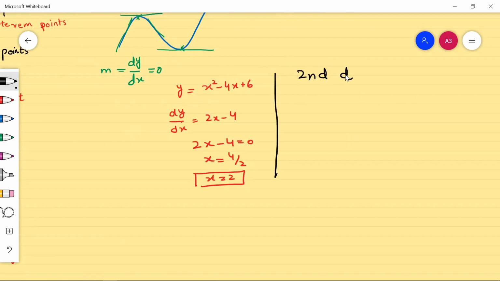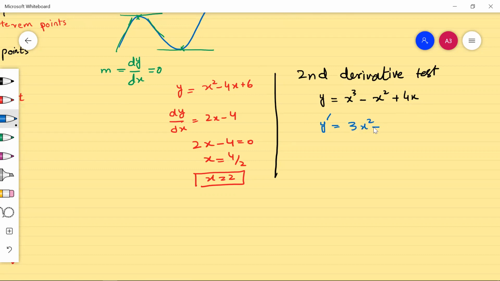The second derivative test is like this. We will first find the second derivative of the function. Like we have a curve y = x³ - x² + 4x. For this, we will find the first derivative, dy/dx, which is 3x² - 2x + 4.